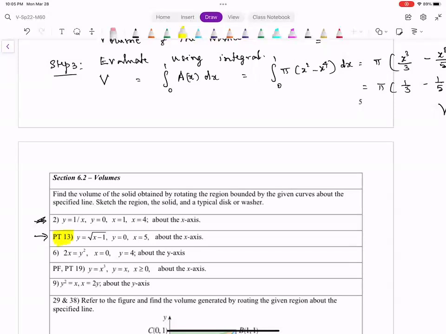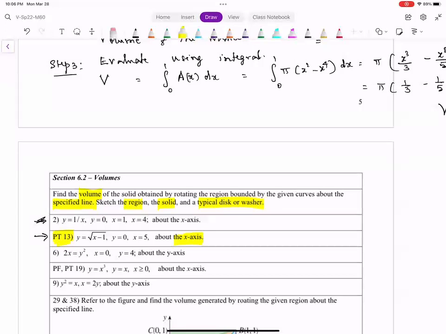y equals the square root of x minus 1, y equals 0 and x equals 5, about the x-axis. What is the general instruction in the problem? Find the volume of the solid obtained by rotating the region bounded by the given curves about the specified line. Sketch the region, the solid, and a typical disk or washer. Problem number 13 is also one of the practice exam questions.